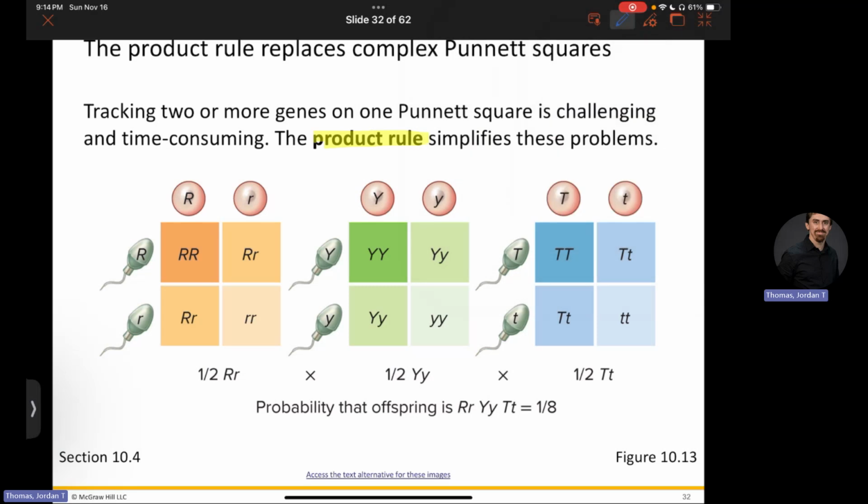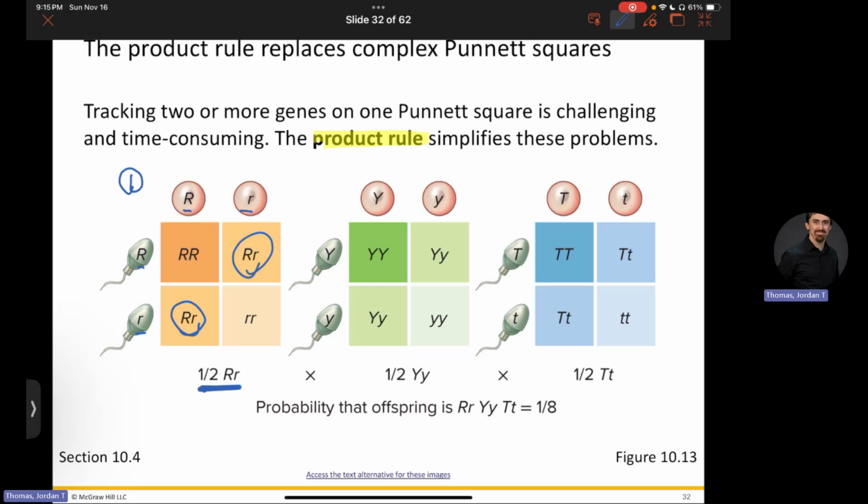So what it does is we are going to look at one gene at a time. In this first example, we're looking at just R's. If we did a dihybrid cross with a heterozygote, we know that we have big R, little r, big R, little r. So we do that cross. Say we're looking at the heterozygous. So we know half of these offspring are heterozygous. And in the next one, we look at just the Y's.